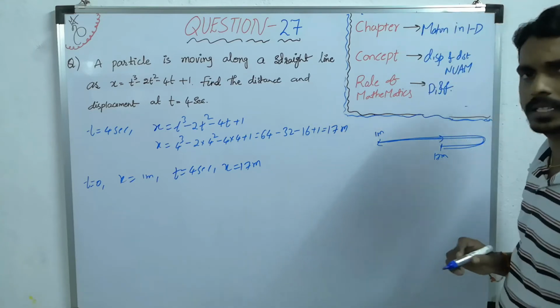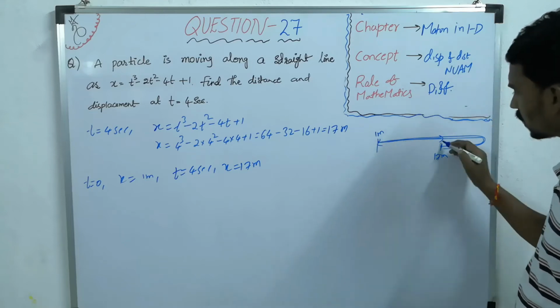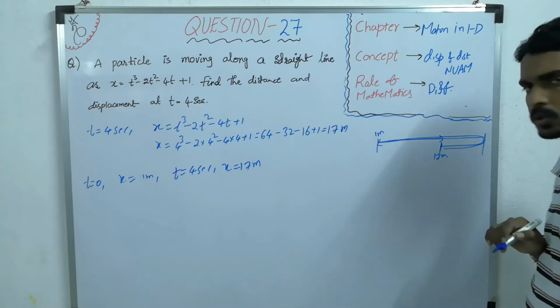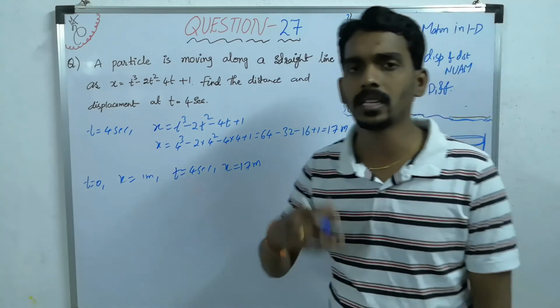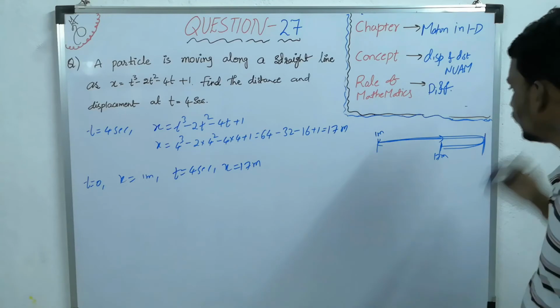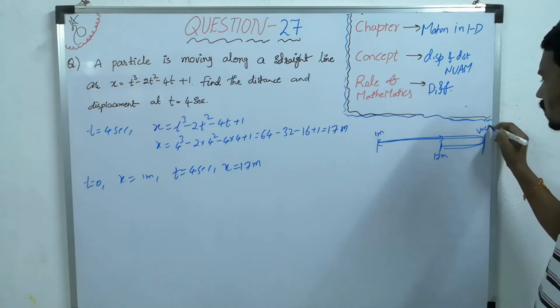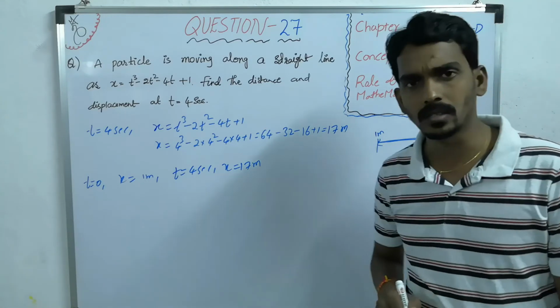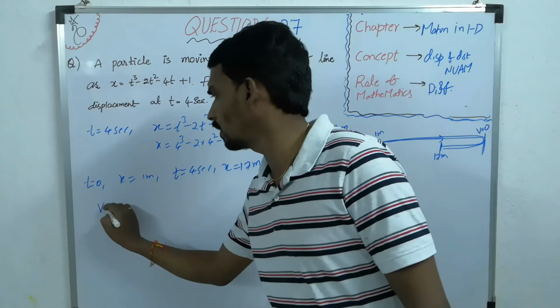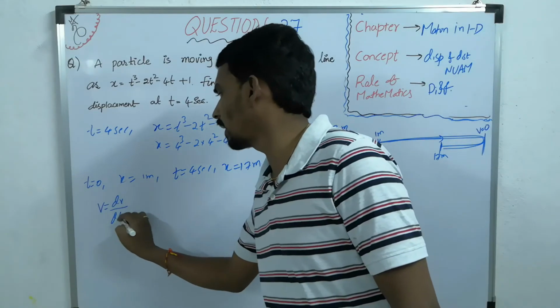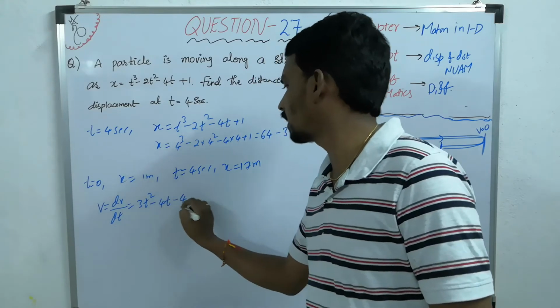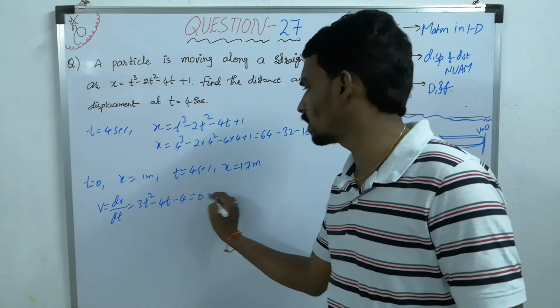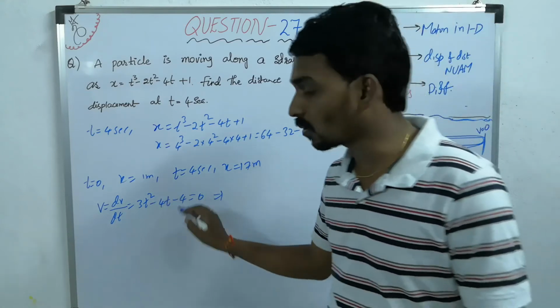So how do you calculate that? You found this position, you also found this position. What is this position? The point where the direction of motion got reversed. When will the direction of motion get reversed? When the velocity becomes 0. So find that condition. V equal to dx by dt, so 3t square minus 4t minus 4. This should become 0. So it is like a quadratic equation.